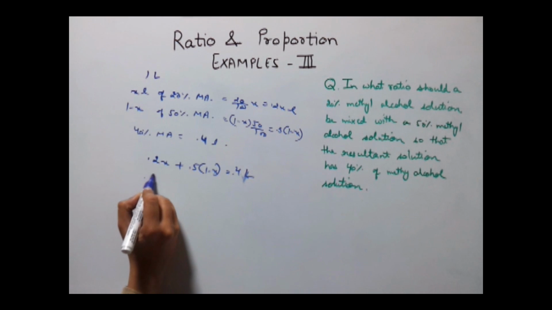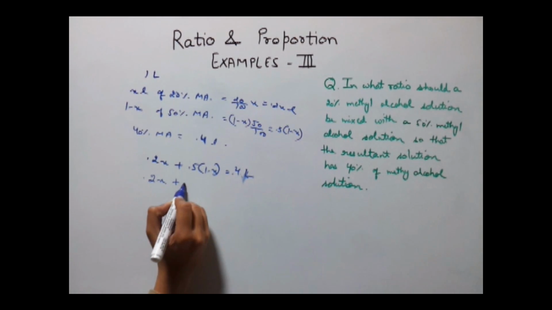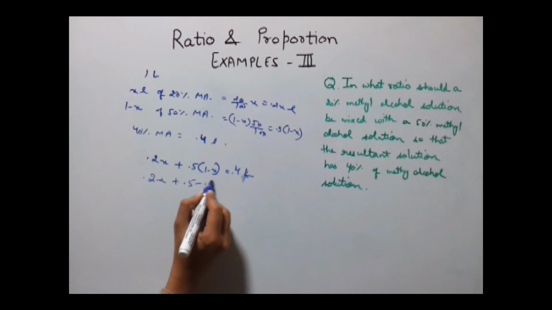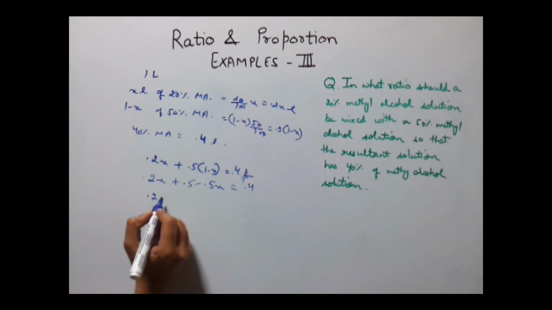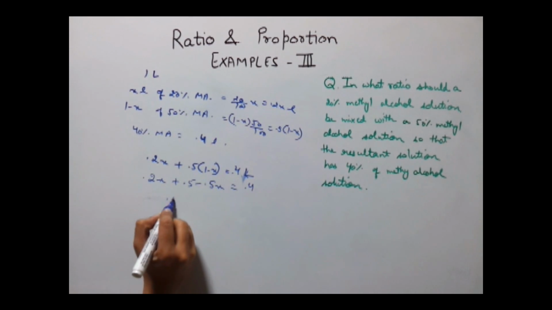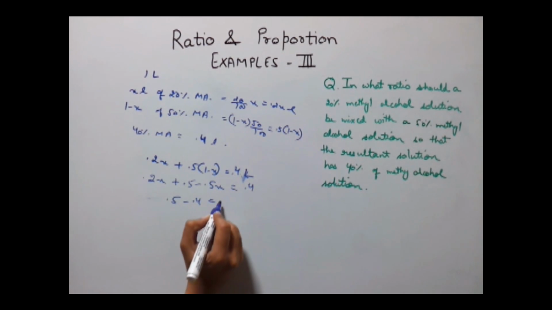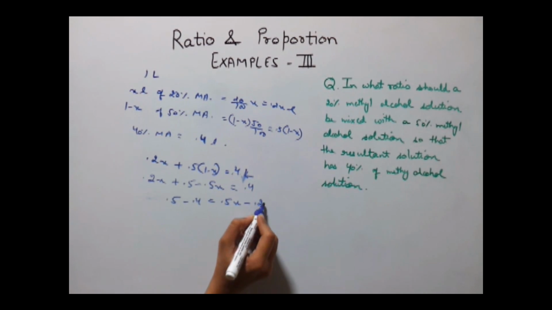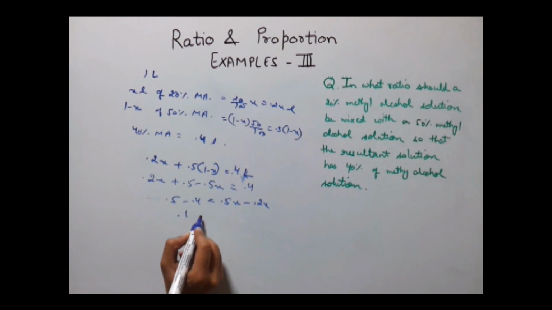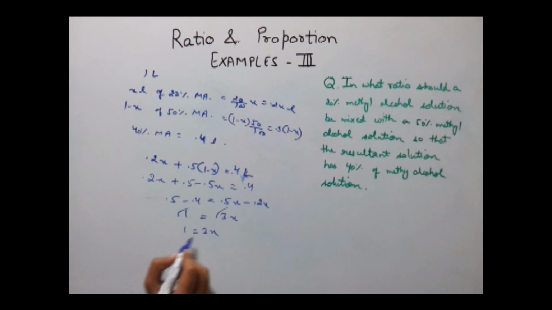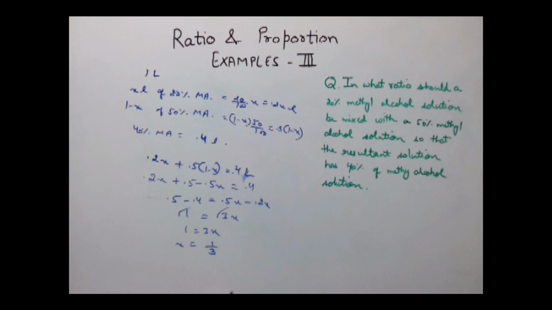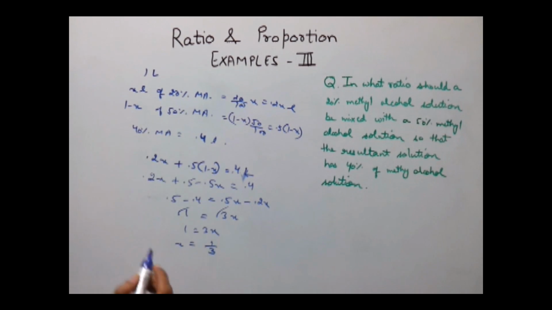Now we will solve it. So 0.2x plus 0.5 minus 0.5x is equal to 0.4. This gives 0.5 minus 0.4 is equal to 0.5x minus 0.2x. This is 0.1 is equal to 0.3x, or say 1 is equal to 3x, or x is equal to 1 by 3. So x liter is 1 by 3 and 1 minus x would be equal to 1 minus 1 by 3, that is 2 by 3.